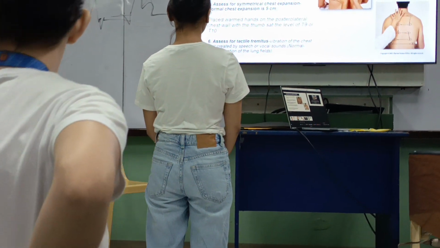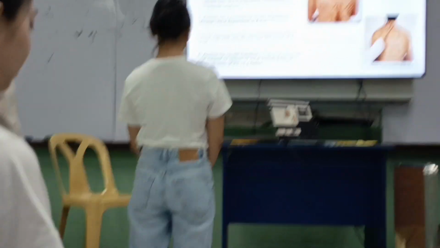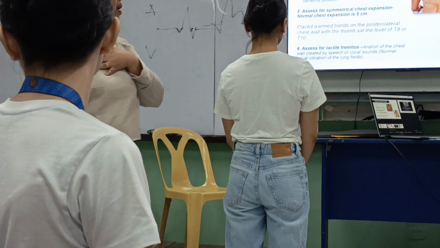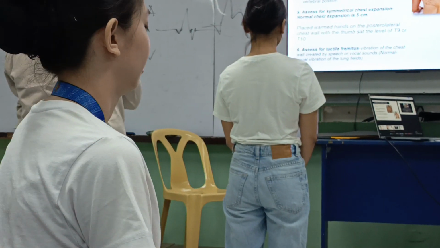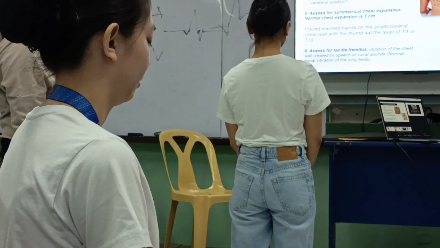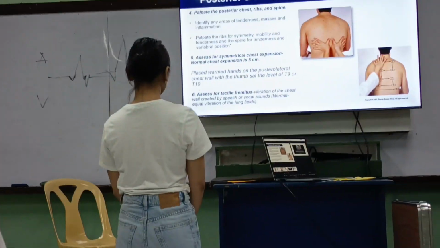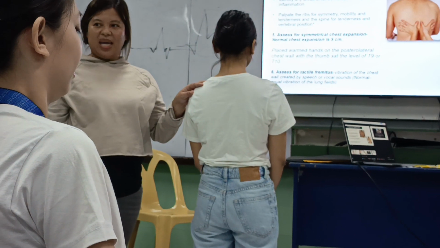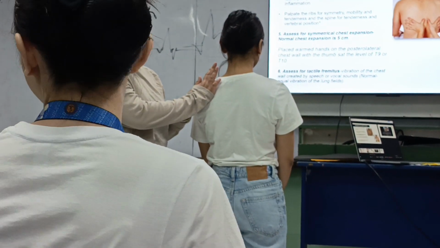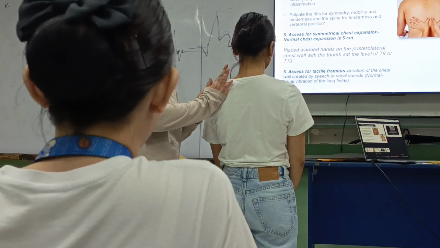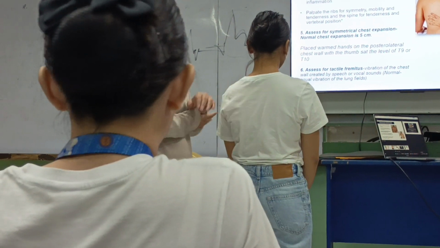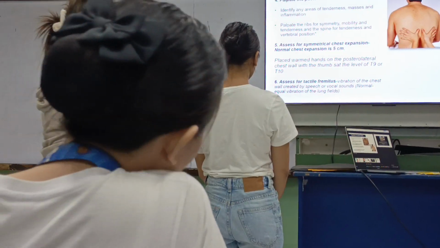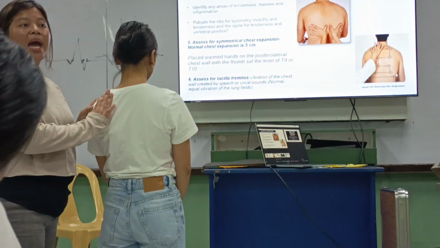Next, assess for tactile fremitus, or vibration of the chest wall created by speech or vocal sound. So, how can we check for the tactile fremitus? Palpate. You ask your patient to breathe. You ask your patient to say 99 or blue moon. Then, we should check for the vibration.